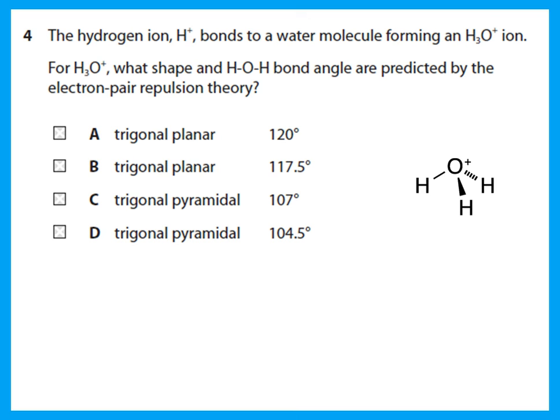Now, what is the shape and the bond angle of this? Remember that we said this is something in which the oxygen has now one lone pair of electrons. It is repelling three bonding pairs of electrons. This kind of structure is called trigonal pyramidal, and its bond angle is 107.